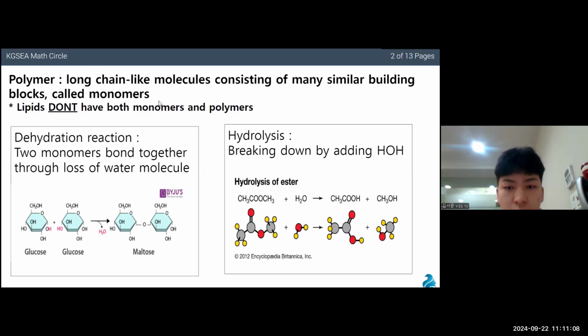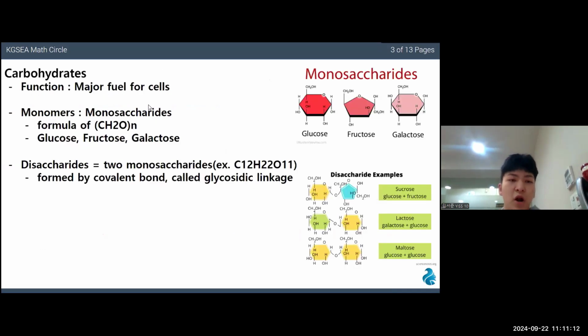The first type of macromolecule I'll talk about is carbohydrates. The function of carbohydrates is to give energy and fuel for our cells. For example, the reason why I'm here and talking is because I probably have carbohydrates in my body. The monomers of carbohydrates are called monosaccharides. The chemical formula of monosaccharides is CH2O times n. Examples include glucose, fructose, and galactose, and the formula of them is C6H12O6.